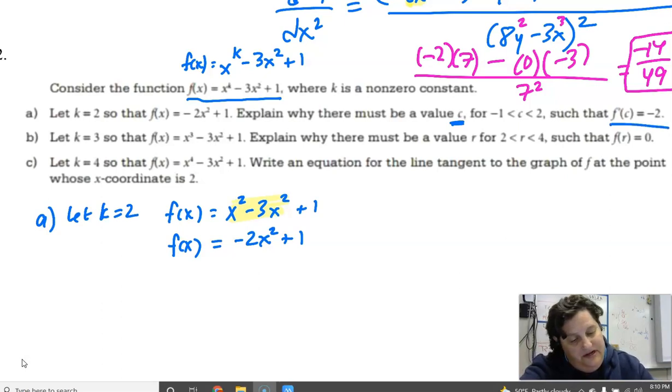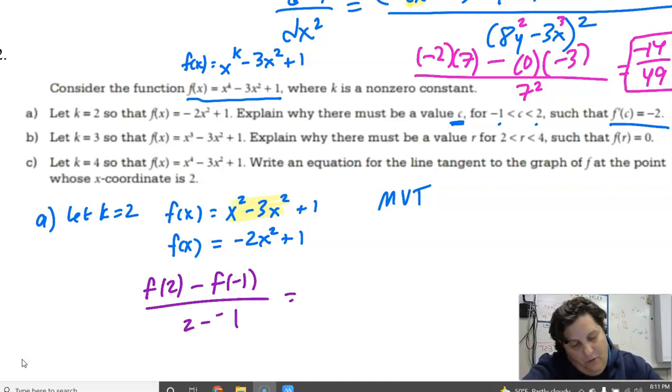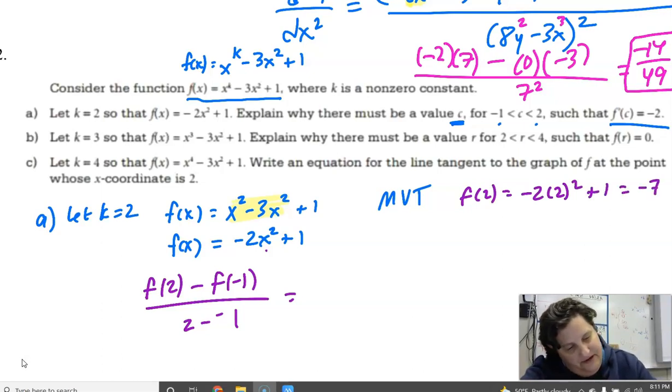Now it says, explain why there must be a value c between negative 1 and 2 where the derivative equals negative 2. That's definitely going to be mean value theorem. My endpoints are negative 1 and 2. So remember, you want to do slope, f of b minus f of a over b minus a. F of 2 is negative 2 times 2 squared plus 1. That's negative 8 plus 1, that's negative 7.